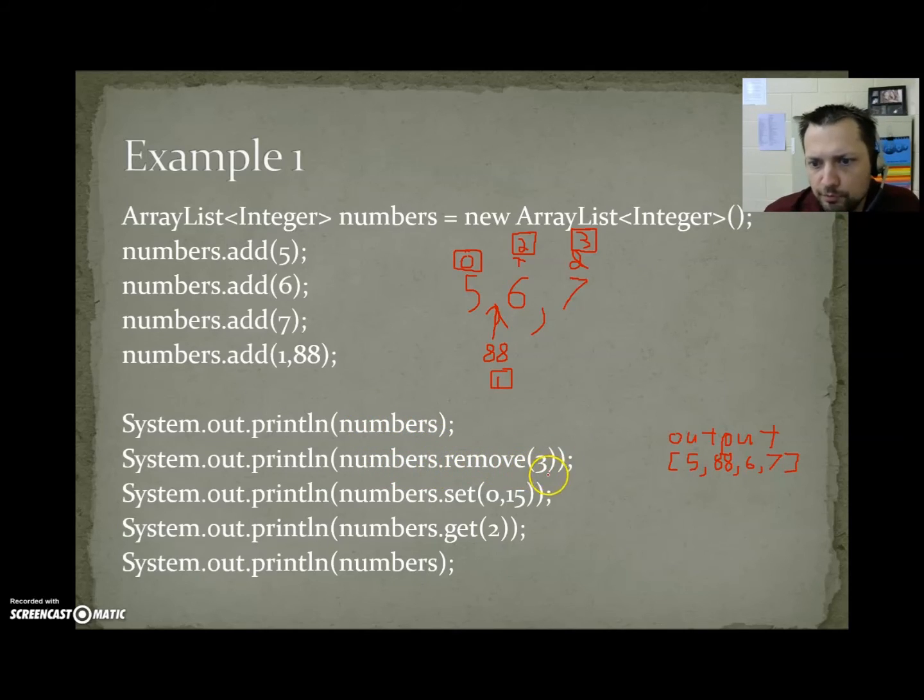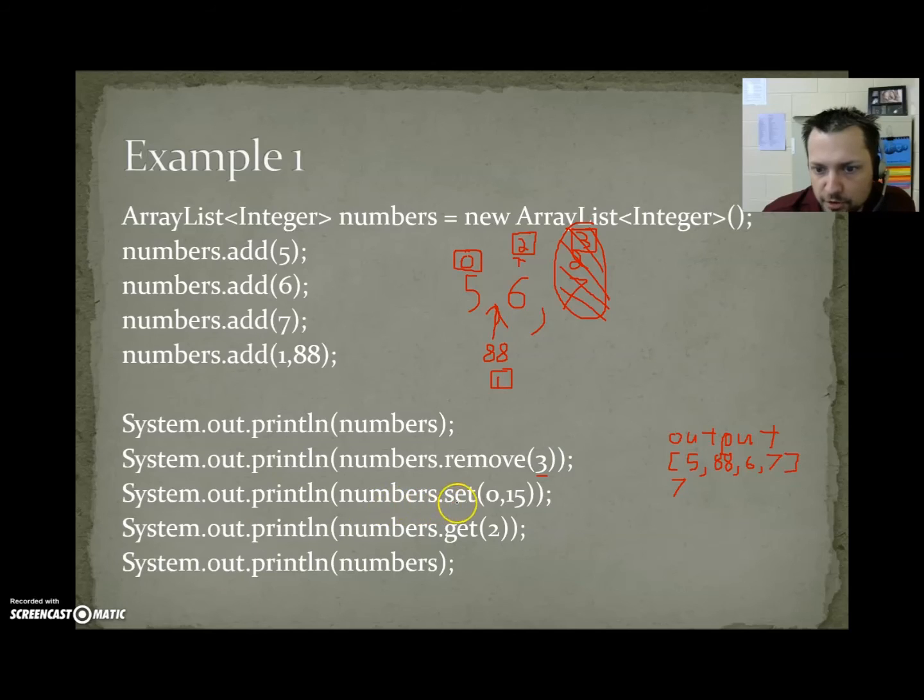Now numbers.remove(3). Even though it's storing Integers, I'm actually sending an int to remove. So it's going to do the remove that goes by location, because I'm sending an int, not an Integer. So I'm going to location 3, which is right here, and I'm removing it. Remember, this will return what gets taken from the list. 7.